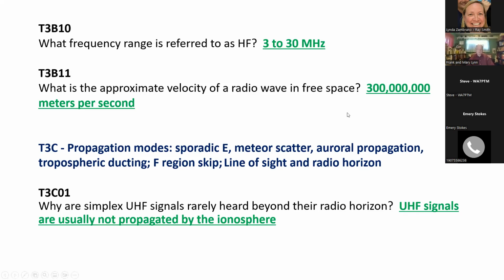Okay, let's talk about propagation modes. Sporadic E, meter scatter, aurora propagation, tropospheric ducting, F region skip, line of sight, and radio horizon. All of these, I'll go back to the introductory portion where you take a look at radio waves and what they can do. Radio waves normally travel in straight lines, except in the case where they can bounce off something or they can be refracted. And this section is all about either reflecting or refracting.